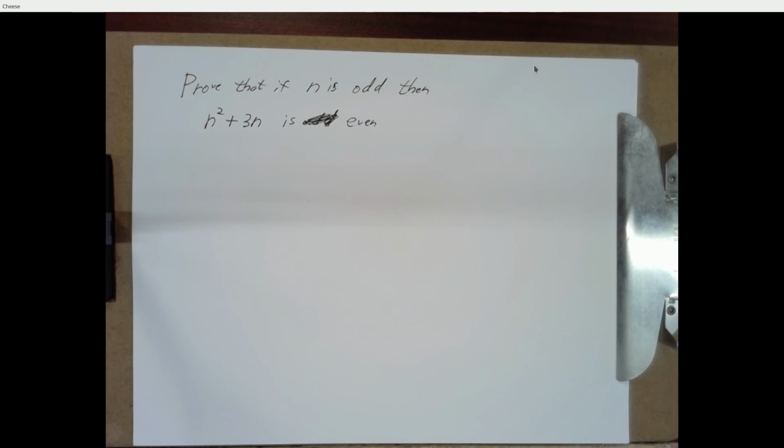We need to show that this side is even and this side is not. So we still assume that these are equal to each other. We just got to show that this side is even and this side is not. So we know that this side is even because it's two times the integer. It doesn't really matter what the square is.